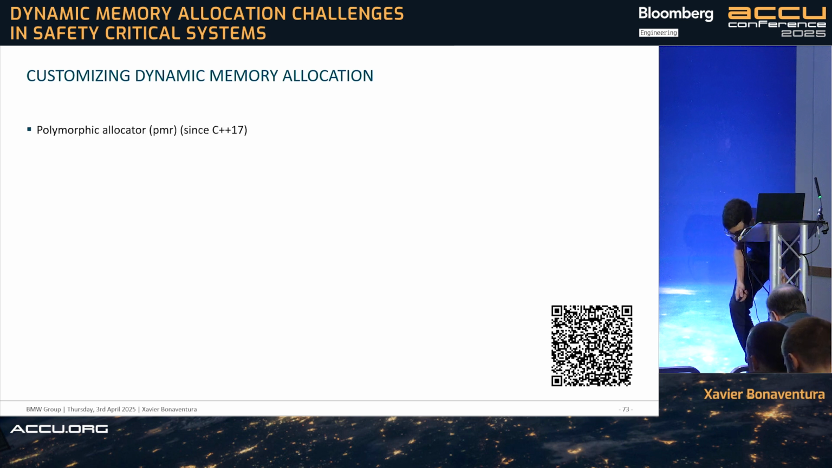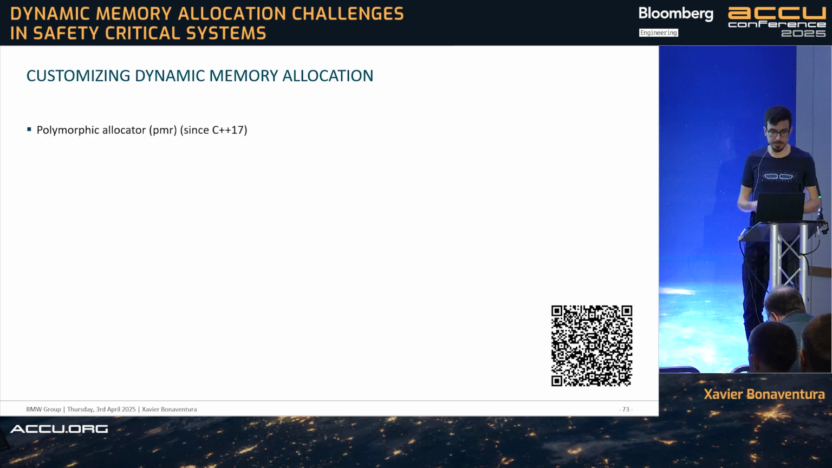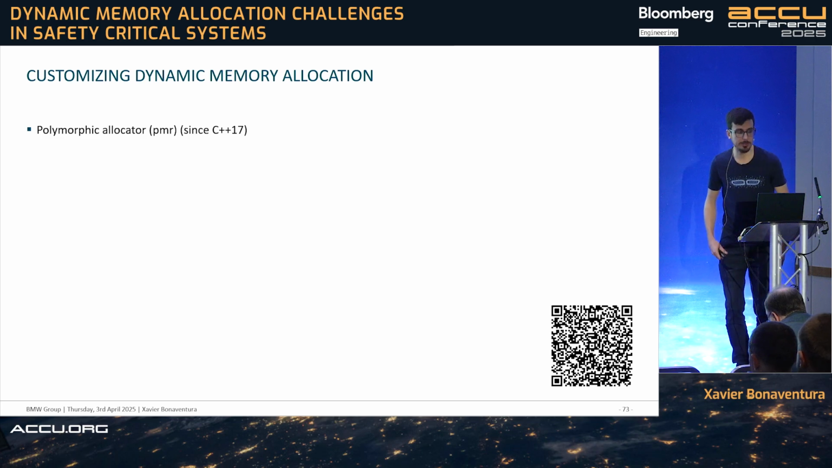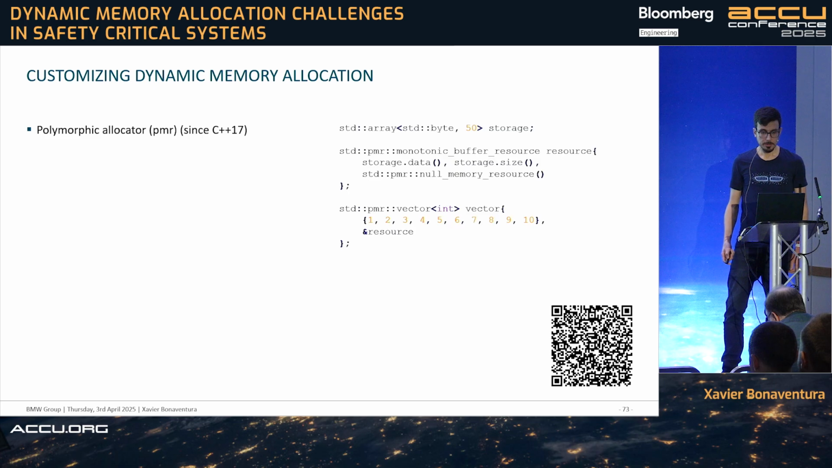Now, we have yet another option. I'm not sure if there are any questions so far, but okay. We have polymorphic allocators. This is a part that was introduced in C++17, and it makes life much simpler and easier.